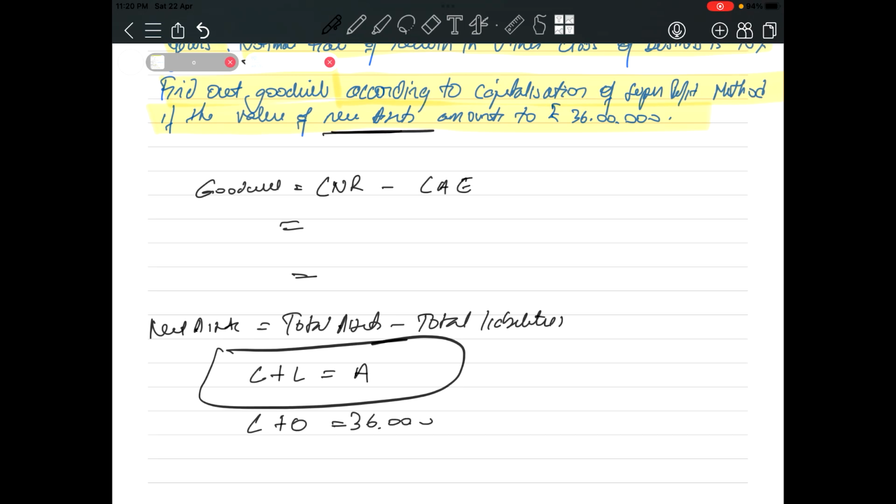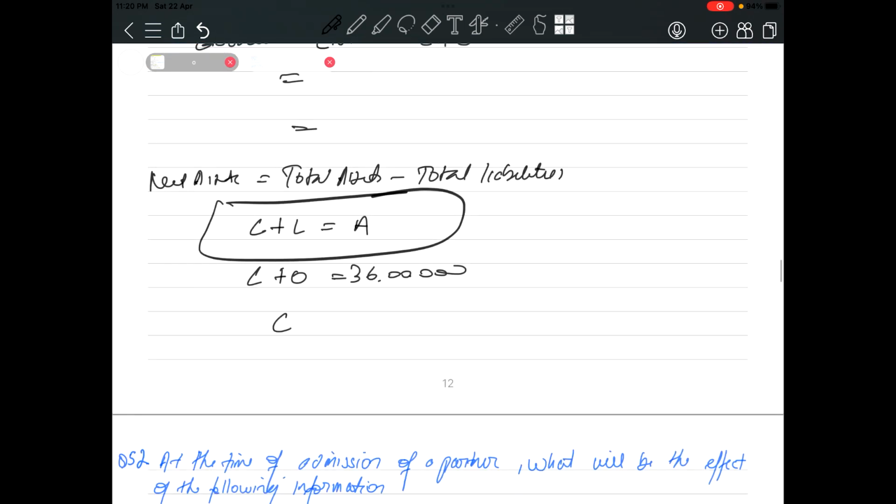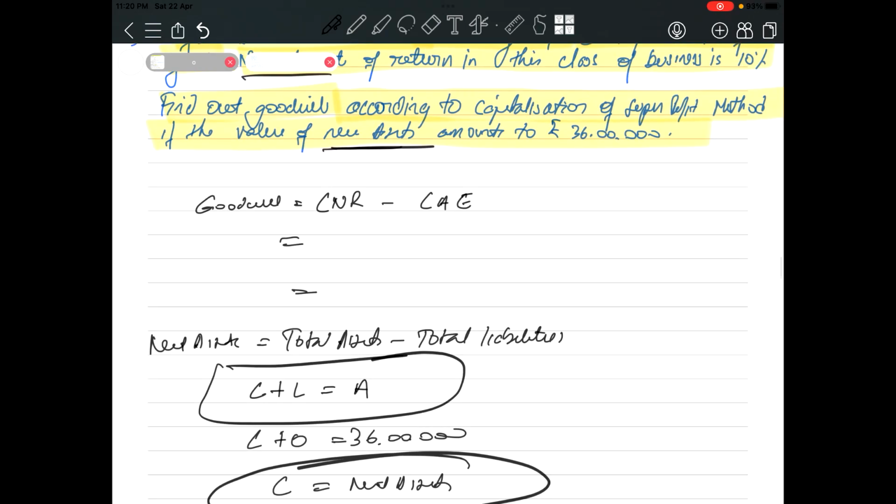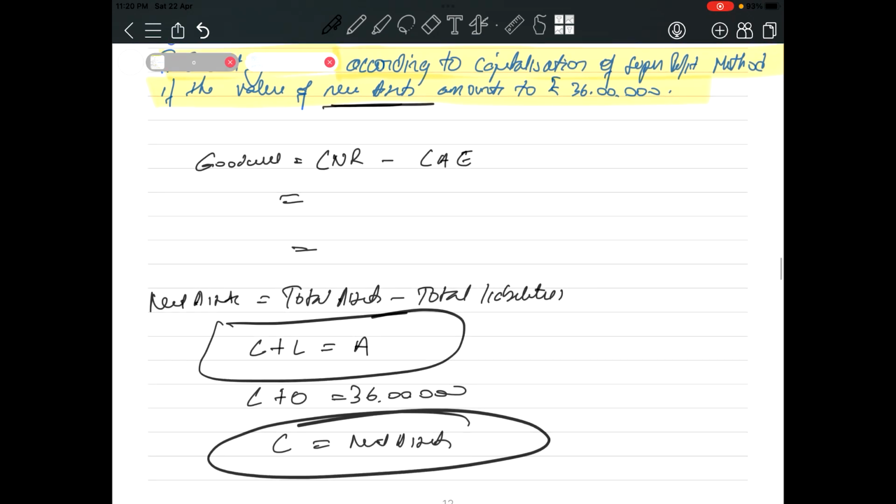Now what are the assets? 36,000. Net assets is 36,000. So can I say capital is equal to net assets? Yes, I can say this. So what is the amount of capital which we have actually employed? It is 36 lakhs.